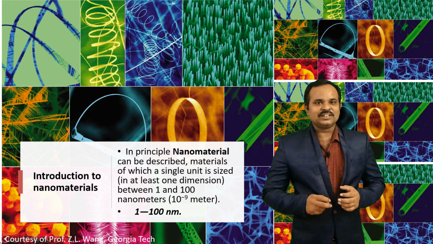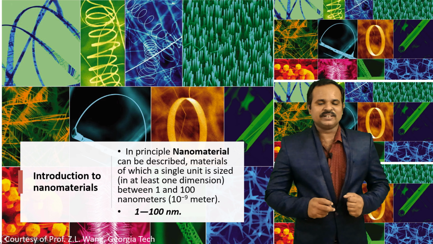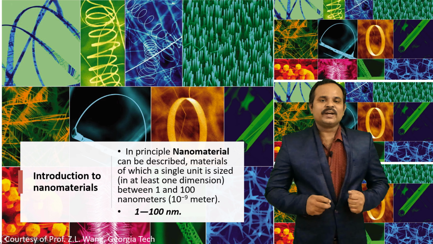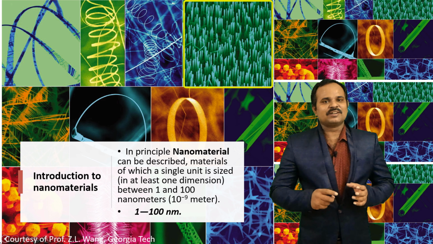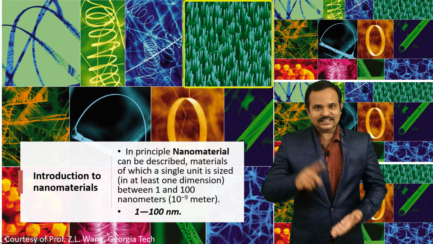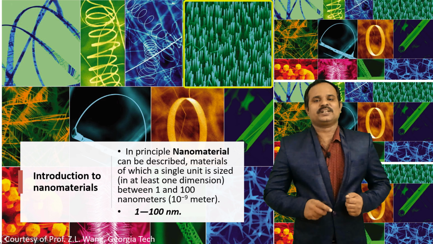As you can see in the picture, this is a colorized scanning electron microscope image of different nanomaterials. You can see the nanowires, where the diameter of the nanowires is of the order of 10 to 15 nanometers, but the length can even be microns. Still we can say those wires are nanowires.